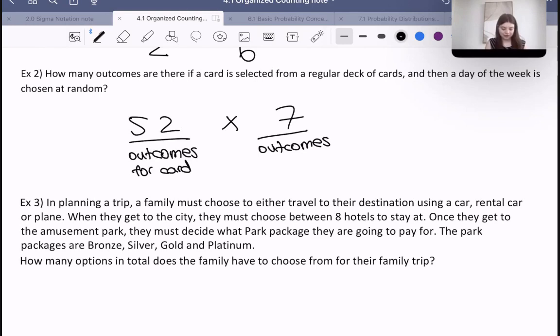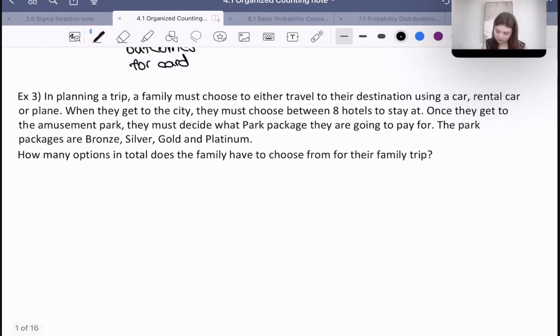So 52 times 7 is going to give us 364. So there's 364 possible ways that I could draw a card from a deck and also randomly choose a day of the week. Good. Very good. Let's move on to another example.